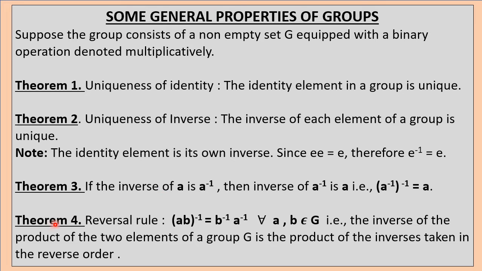Now fourth theorem is reversal rule, which states (AB) inverse is equal to B inverse A inverse for every A, B belonging to G. That is, the inverse of the product of two elements of a group is the product of the inverses taken in the reverse order.